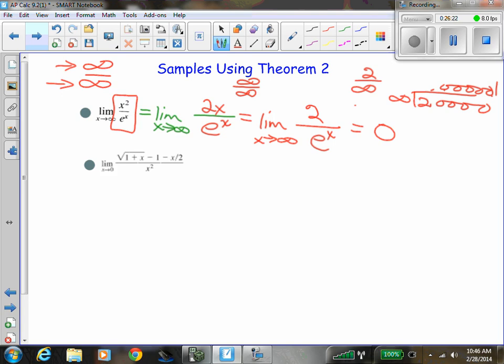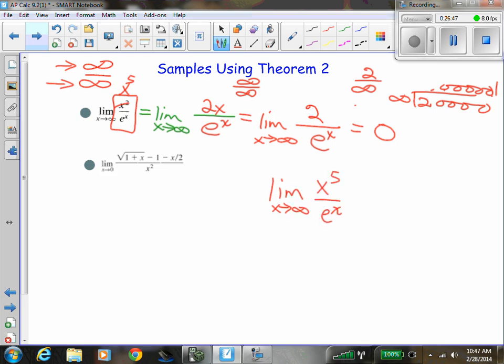If you were to put here an x to the 5th instead of an x squared, do you see we'd have a few more derivatives to go? But eventually we're going to get a constant on top and e to the x on the bottom. Let's write that out for a minute. Suppose I gave you this: x to the 5th over e to the x.